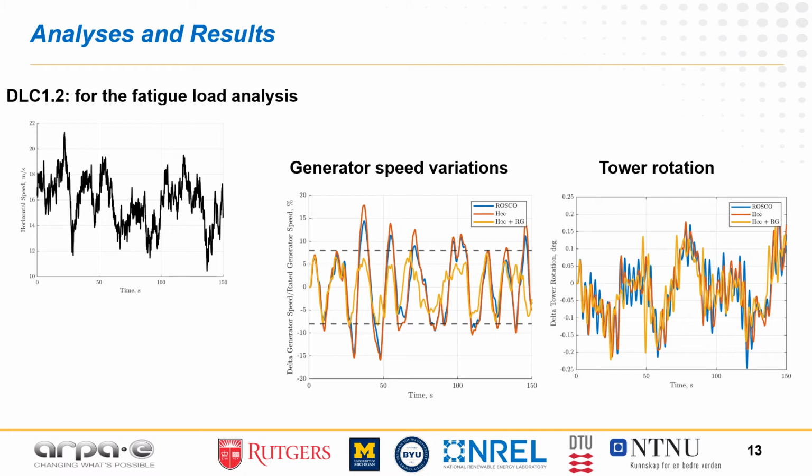Based on the developed reduced order model, a sample of the design load case 1.2 is used as the wind input of the reduced order model, with the wind speed in x direction shown in the left side figure. The variation of the generator speed is reduced greatly using the H infinity and the H infinity plus reference governor developed in our module. Also, the structural tower rotation is mitigated by the new control strategies, which could reduce the structural fatigue loss.